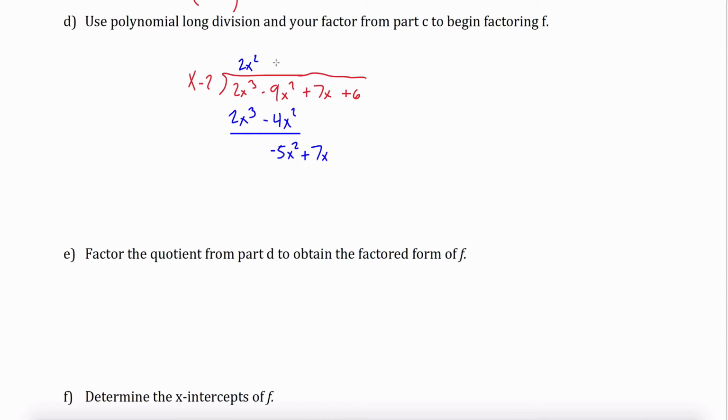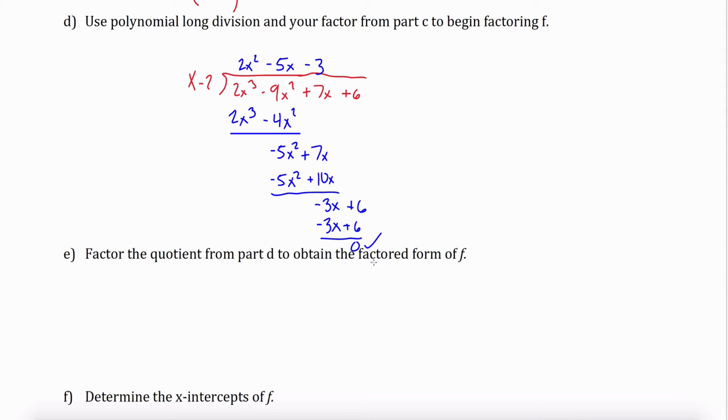To get rid of this negative 5x squared, I need a negative 5x up here. Negative 5x times x minus 2 gives me negative 5x squared plus 10x. And I subtract. These cancel out. 7 minus 10 is negative 3 as the coefficient on my x term. And then I bring down the 6. To get rid of the negative 3x, I write a negative 3 up here. Negative 3 times x minus 2 is negative 3x plus 6. I subtract, I get 0, which I was expecting. That's a nice built-in check on these problems.